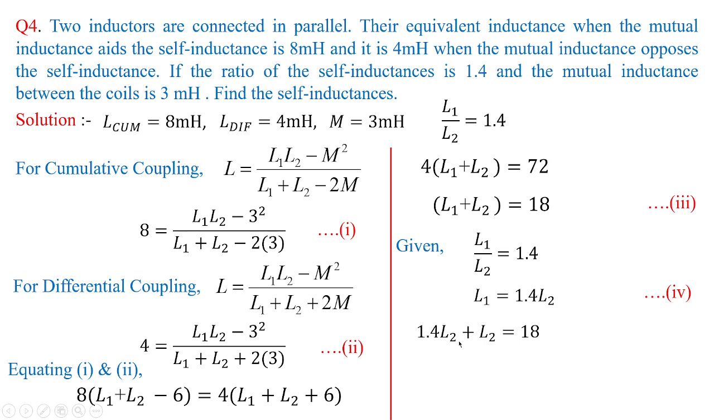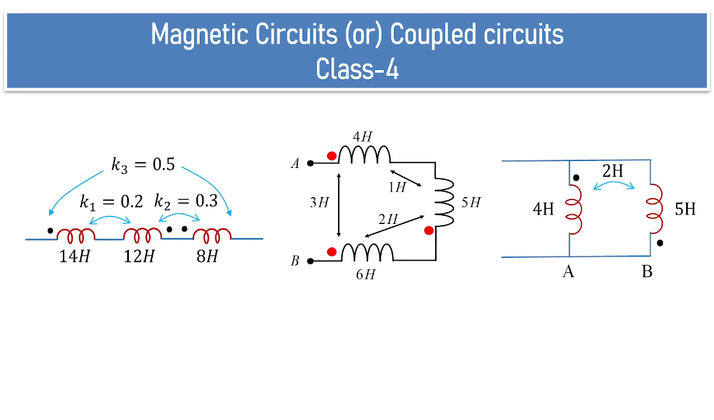So I get the value of L2 as 7.5 millihenries. Once L2 is obtained, L1 is obtained from equation 4, which is equal to 1.4 into 7.5. So the value will be equal to 10.5 millihenries. So this is how different problems are solved with the help of the dot convention technique as well as series and parallel arrangements.